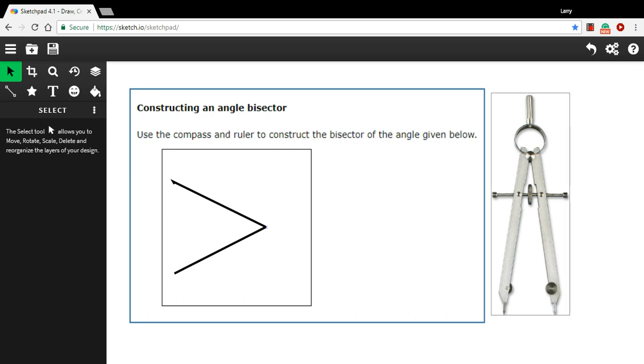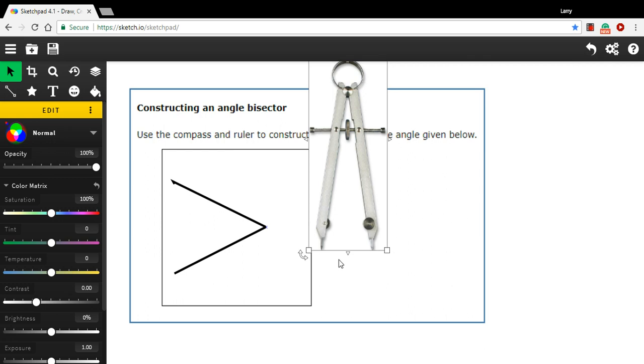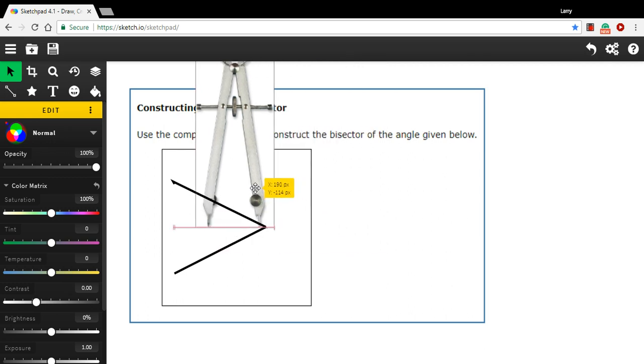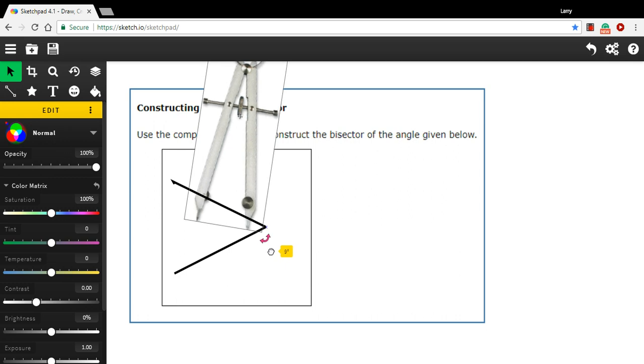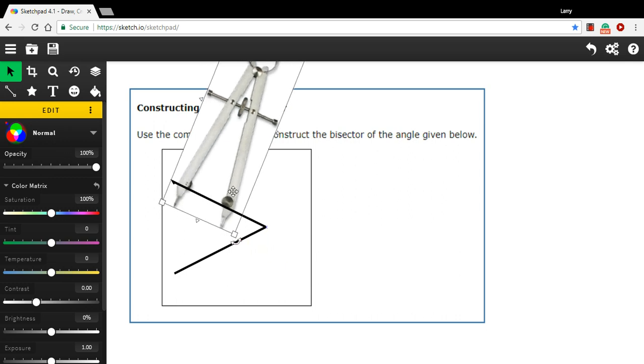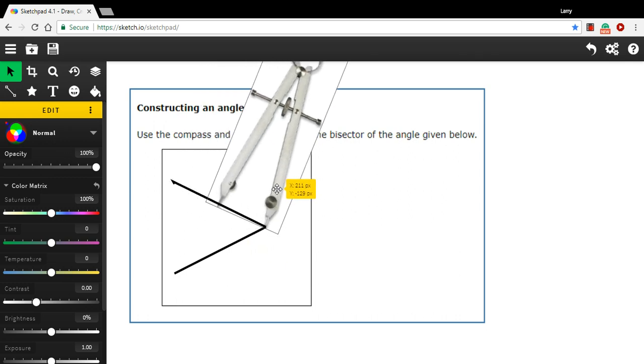I'm using just the image of a compass, so I'm going to have to give you an approximation of how to do this, and you'll have to use your imagination a little bit. The first thing you want to do is open up your compass to some amount so that you can draw an arc. So you're going to put your point down and draw an arc all the way across the angle. So I can do that by rotating this thing and then lining it up again. So let's make sure I've got this as accurate as possible.